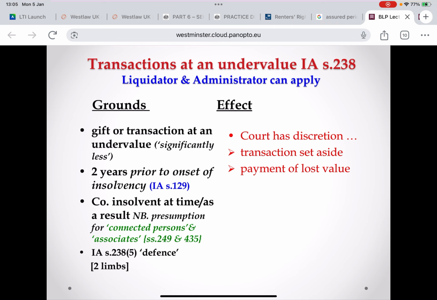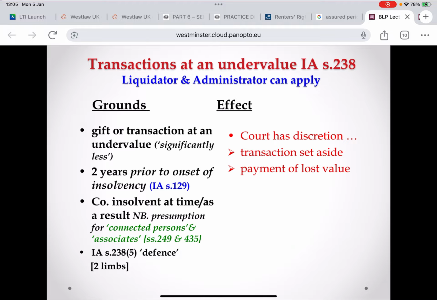What are we dealing with here? A company has gone into liquidation or administration. If at some time before the commencement of the liquidation or administration, it entered into a transaction at an undervalue, now that would have been a gift or a transaction at an undervalue, by which we mean it disposed of an asset for a value which was significantly less than the true market value of what it disposed of.